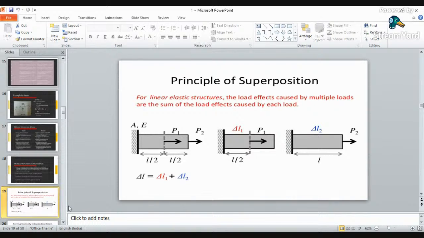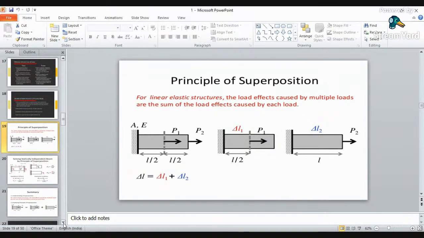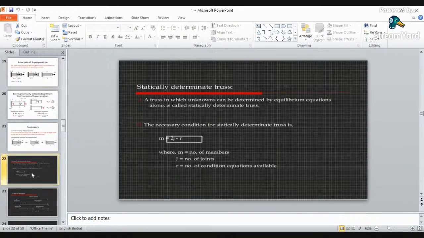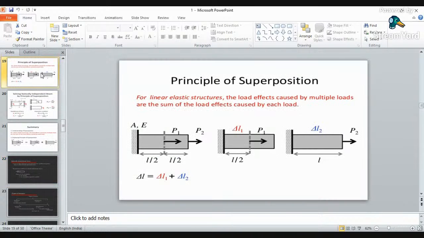Okay, then we'll go through the next topic, that is the principle of superposition.